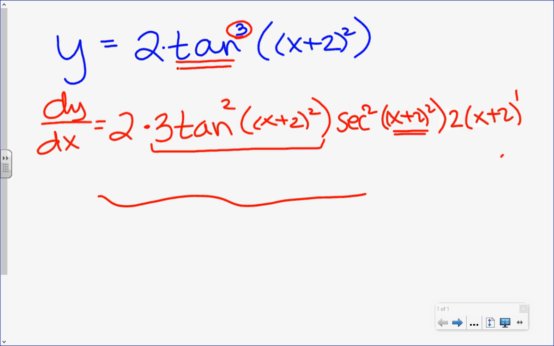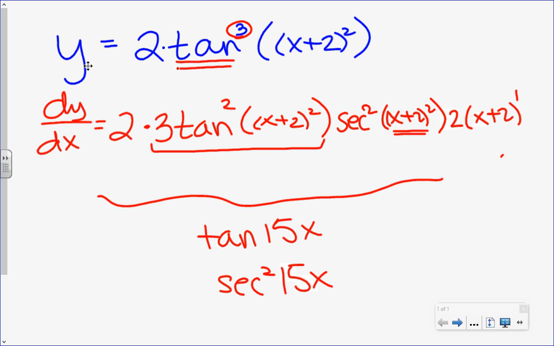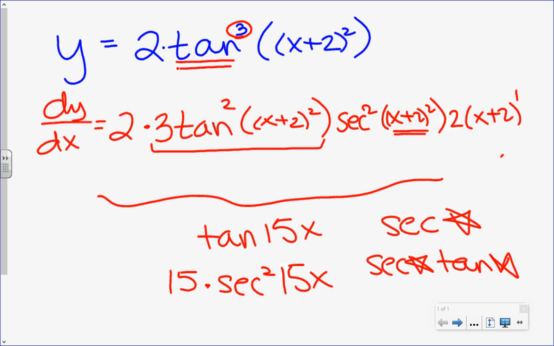For example, if we had just the tangent of 15x, then the derivative would be secant squared of 15x and then times your chain rule 15. You just have to keep that angle the same. If it was the secant of star, then our derivative would be secant star tangent star. Okay? It just has to stay the same. Does that make sense? Okay.